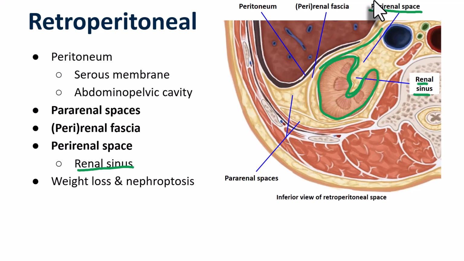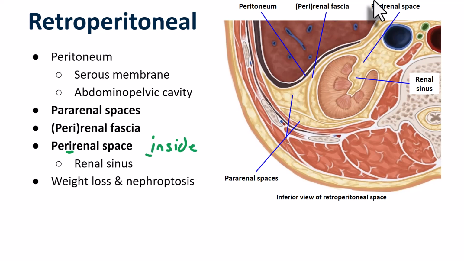Surrounding that will be the perirenal fascia, sometimes just called the renal fascia. And then between the perirenal fascia and peritoneum are the pararenal spaces, and these are quite variable. So the perirenal fascia divides the pararenal, external, from the perirenal space, internal. And if you ever get confused, perirenal is on the inside of the fascia.